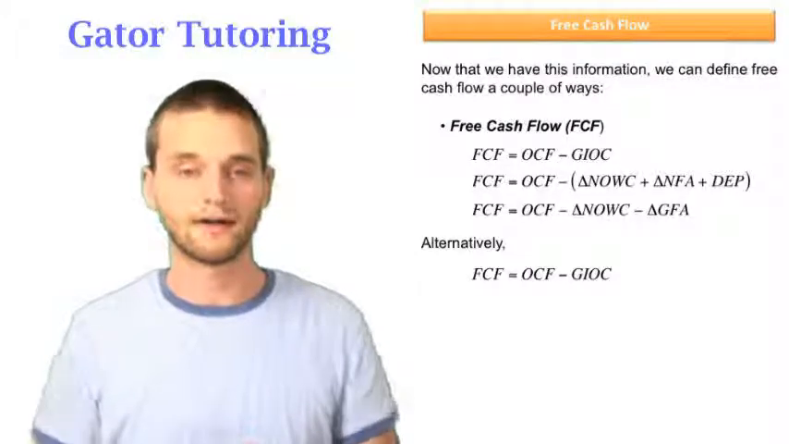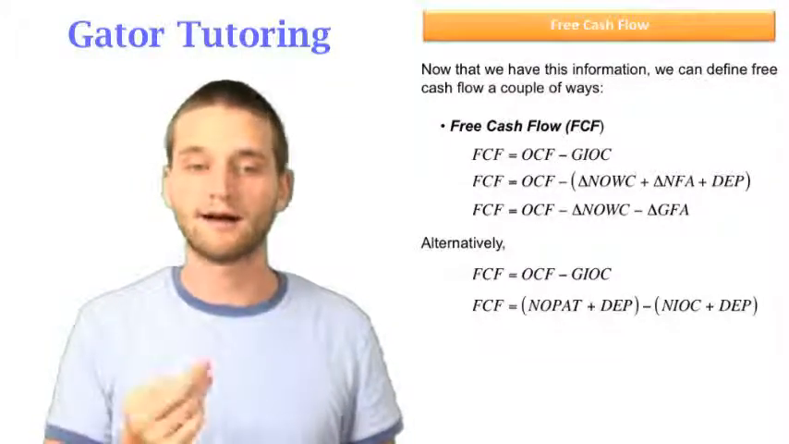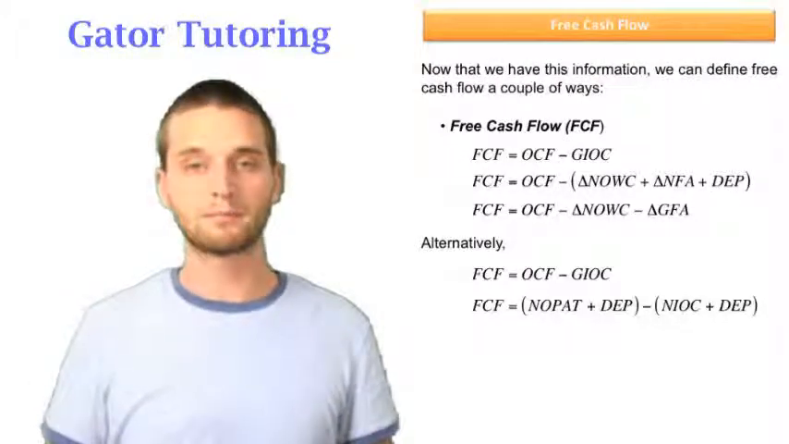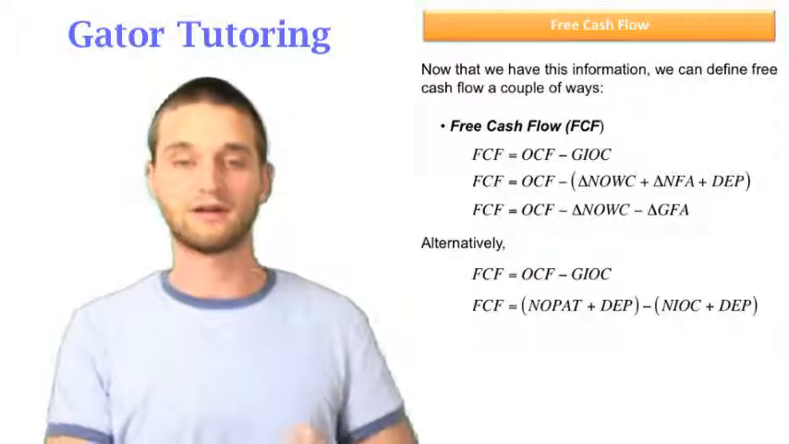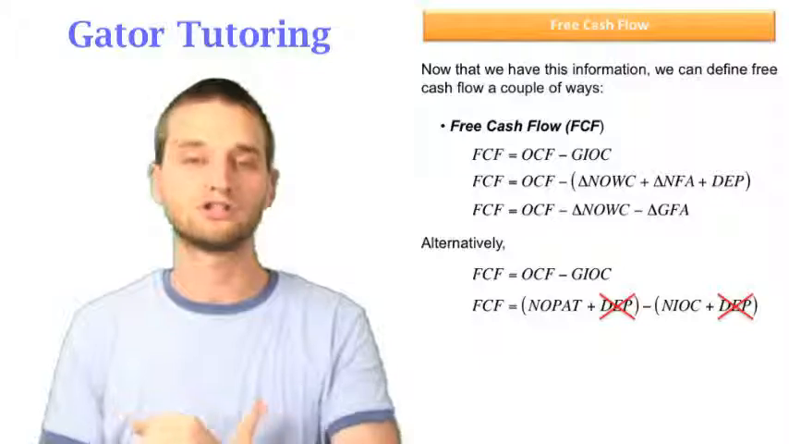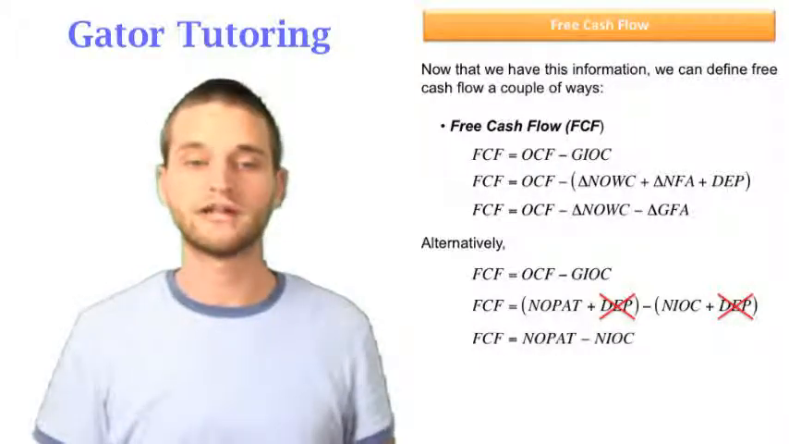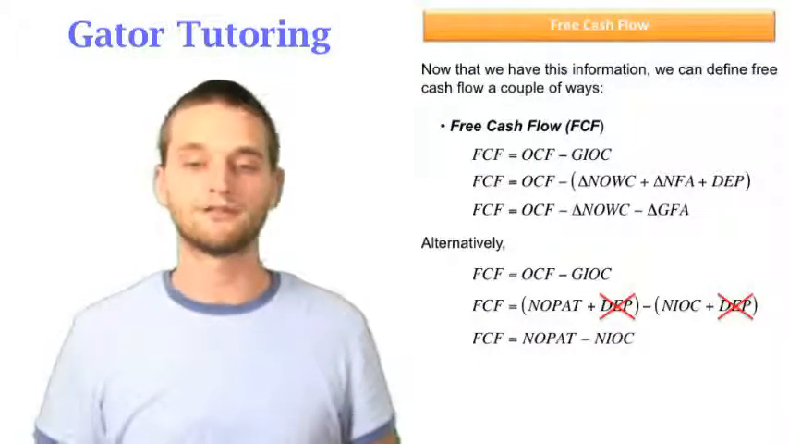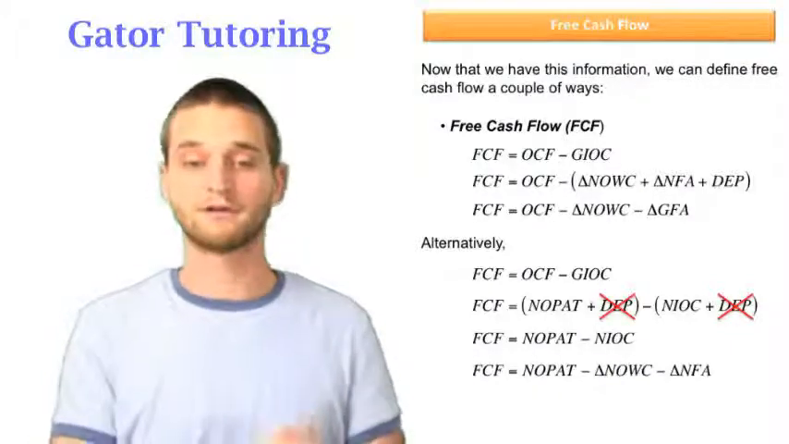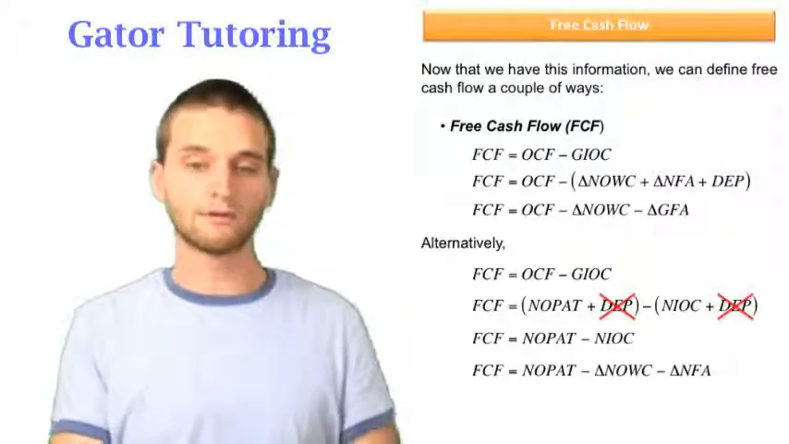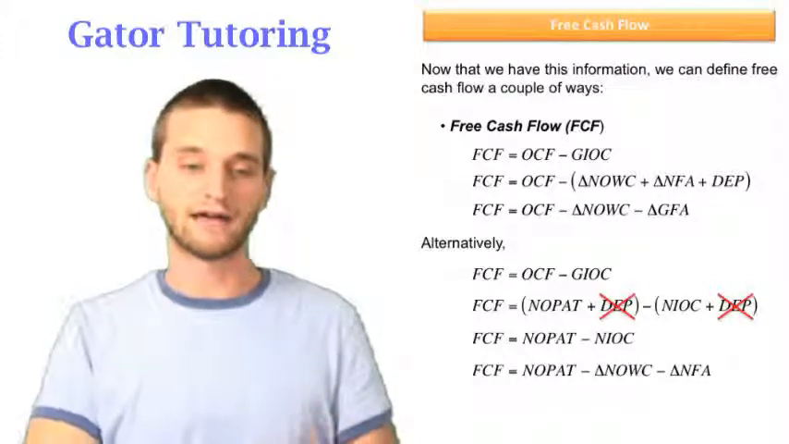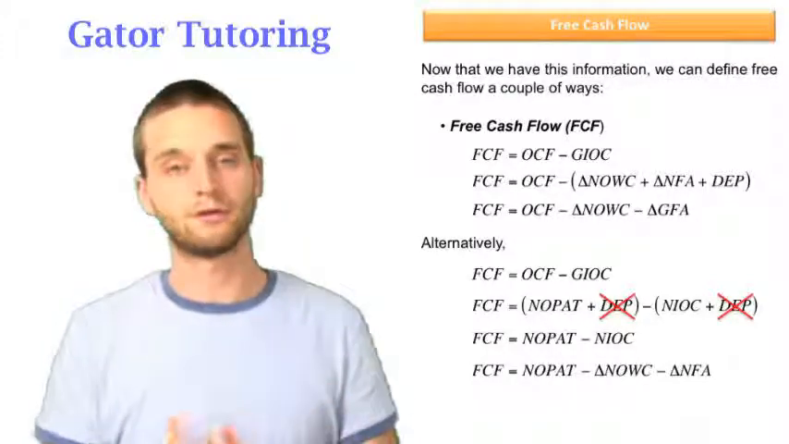Alternatively, we could say the free cash flow is equal to the operating cash flow minus the gross investment in operating capital, and we can rewrite operating cash flow as NOPAT plus depreciation, and we can rewrite gross investment in operating capital as net investment in operating capital plus depreciation. And we can see if we distribute the minus sign, the depreciation expenses cancel out, so we're left with free cash flow equal to NOPAT minus net investment in operating capital. And net investment in operating capital is the change in net operating working capital plus the change in net fixed assets, so we can rewrite free cash flow as NOPAT minus both of those together.